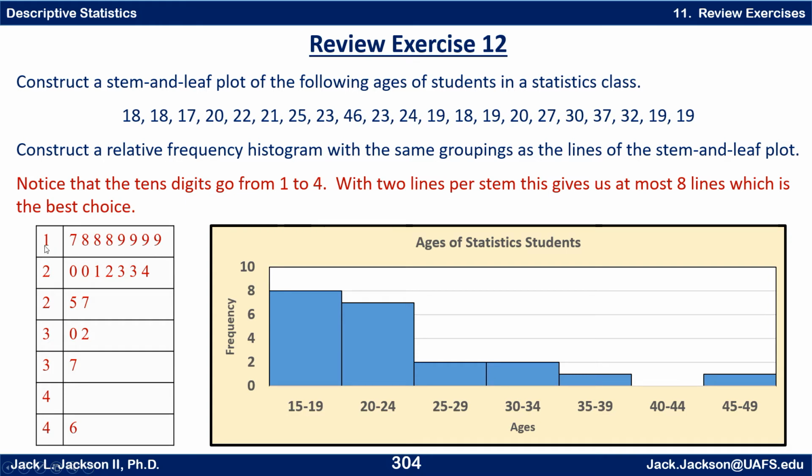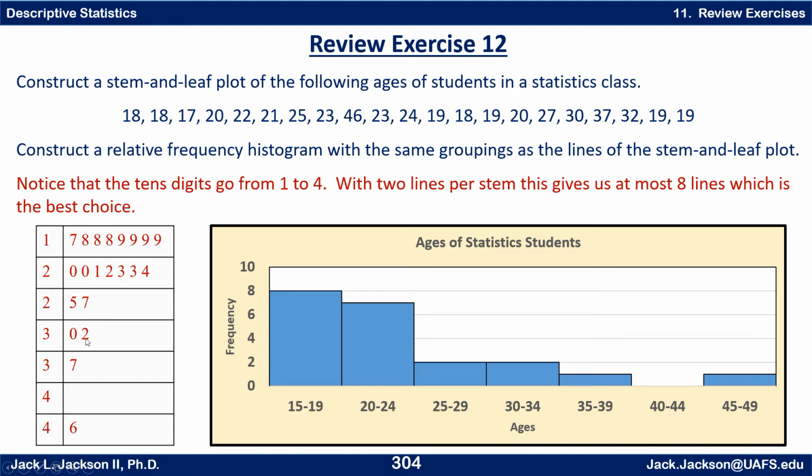So when it's all said and done, the stem and leaf plot here, the stems are the 1, 2, 3, 4. The stems are the 1, 2, 3, 4, which are the tens digit. The leaves are the units digit or ones digit here. So this first line represents 17, 18, 18, 18, 19, 19, 19, 19. Second line is 20, 20, 21, 22, 23, 23, 24. Then we have the higher 20s here. So this second line is 20 to 24. The third line is 25 to 29, and so forth.